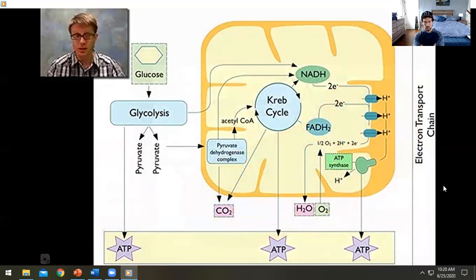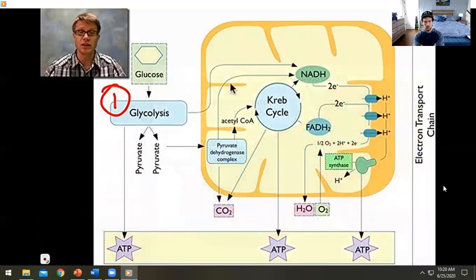So there are 3 steps in cellular respiration. Let's start with the first one. So the first one is going to be glycolysis. The second one normally we think of as the Krebs cycle.